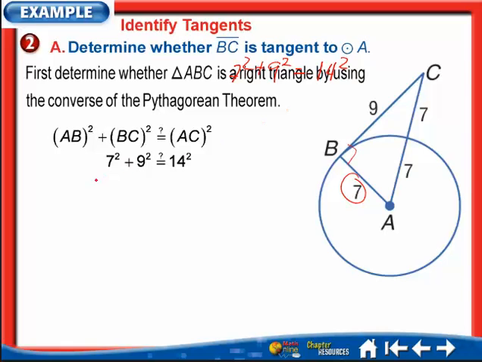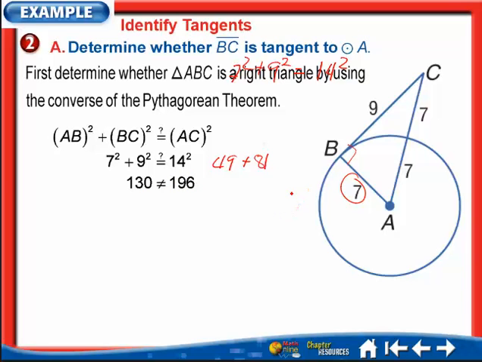7 squared is 49. Do this out here, plus 81, which is going to give you 130. But 130 is not the same as 14 squared. It's not 196. If this is not a true statement, this is not a right triangle.